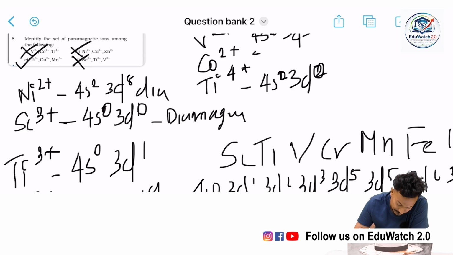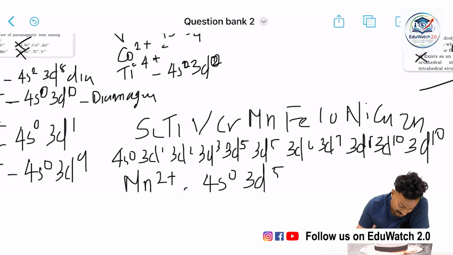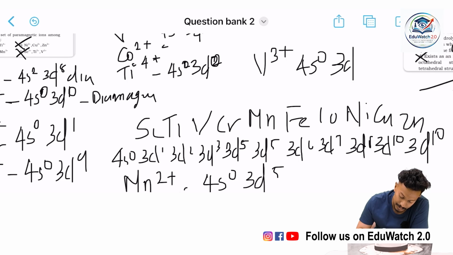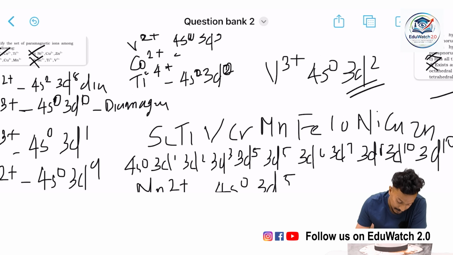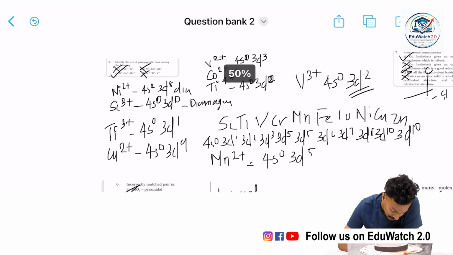Shall we check the remaining one, whether it is diamagnetic or paramagnetic? We could check V3+. Vanadium 3+ has 4s0 3d2, which is diamagnetic. So this is how we determine whether a structure is paramagnetic or diamagnetic. We will move on to our next question.